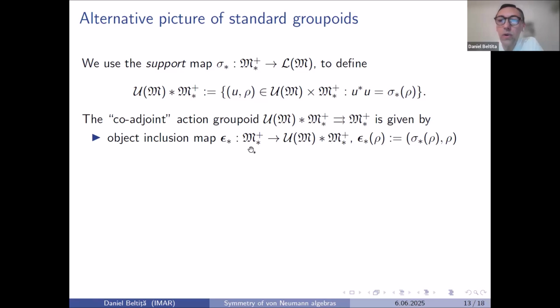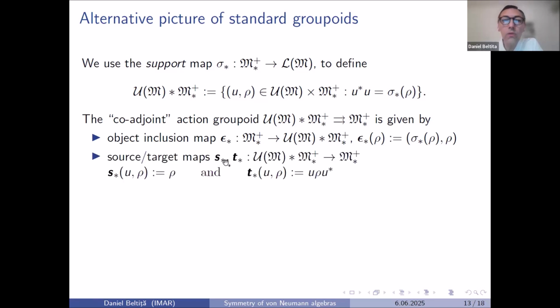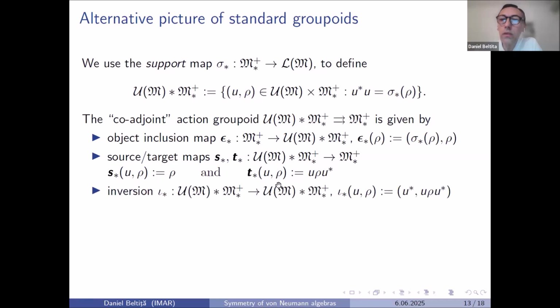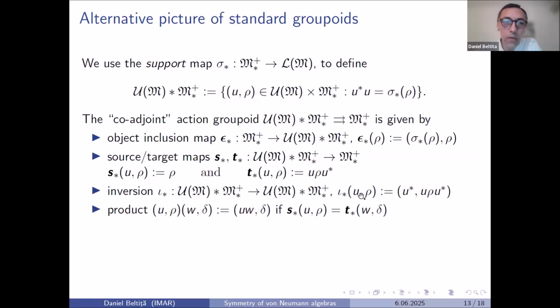We take for a positive functional rho, we take its support and itself, and we get a pair here. The source and target maps will be like this. The source of such a pair is rho, the second argument, and the target is actually the action of the partial isometry on rho. The usual action of partial isometry is on positive functionals. The inversion is given by this formula, which is actually obtained by solving the equation that gives us the inversion.